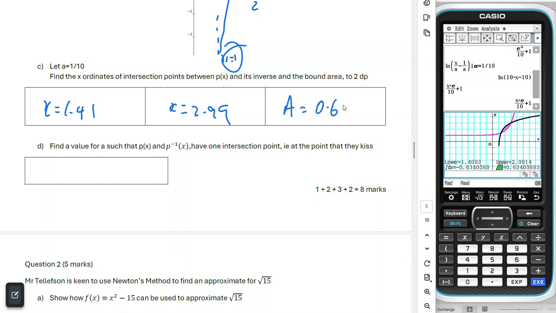equals 0.63. Find the value of A such that, okay, so I'm interested in the value of A that P and its inverse have one intersection point. So in my bound book, this should be written that if I set up the simultaneous equations, I want P of X equal to X, and I want the derivative of P of X to equal 1. I wish to solve for A and for X.